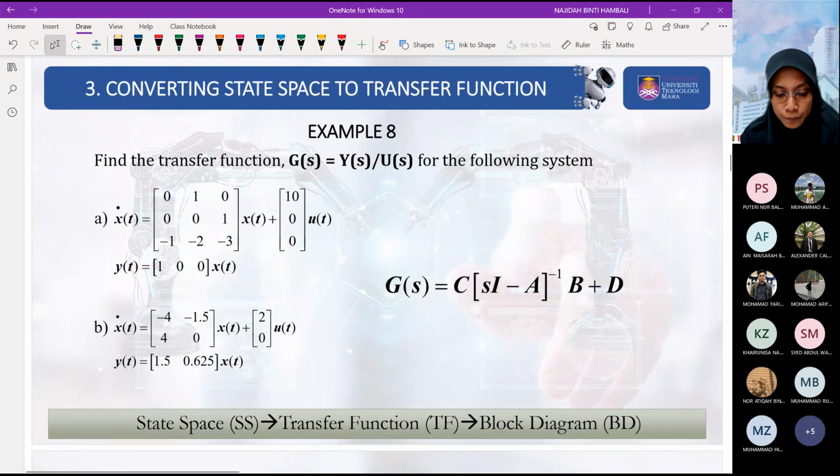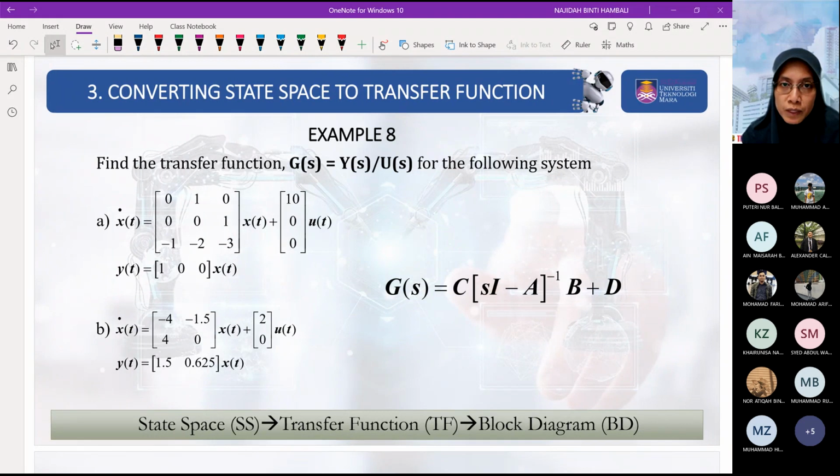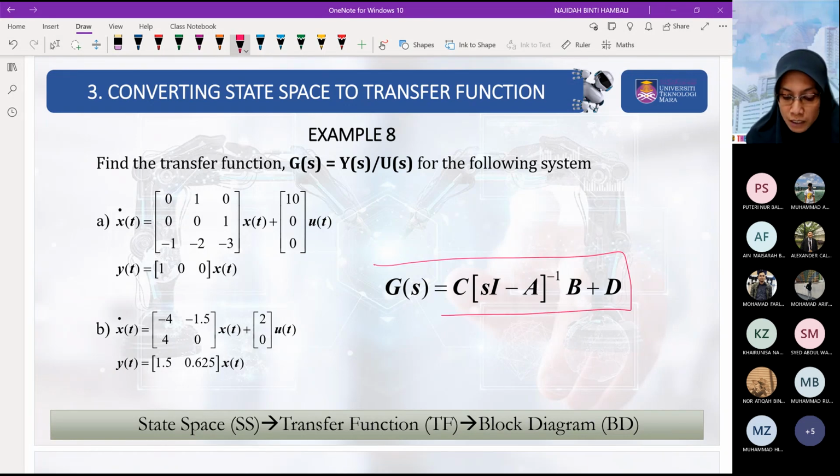Okay, previously in example 7, we convert from transfer function to state space equation. Now we have to do a reverse process. If you are given state space, how to convert to transfer function? We have to use this formula. Formula ni memang ada pada slide example 8, dia tak ada pada slide lain. So to determine the transfer function, G(s) equal to matrix C multiply with the inversion of matrix sI minus A, multiply with matrix B plus D.